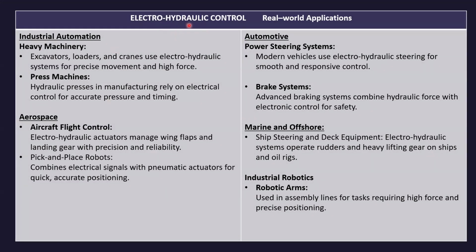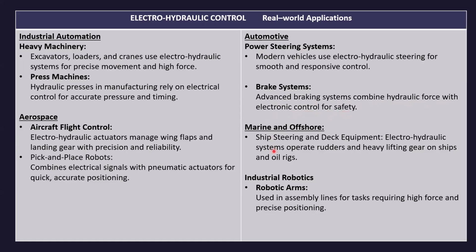Hydraulic and electro-hydraulic control, real-world applications. Okay, so we're talking about heavy machinery: excavators, backhoes, loaders, cranes, press machines. In aerospace, air flight control. Pick and place robots combine electrical with pneumatic actuators for quick action. Automotive power steering systems. Remember, you have to add oil to your power steering system. There you go. Brake systems: advanced braking systems combine hydraulic force with electronic control for safety.